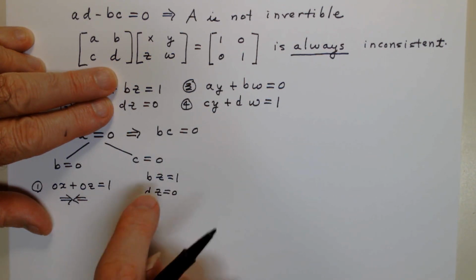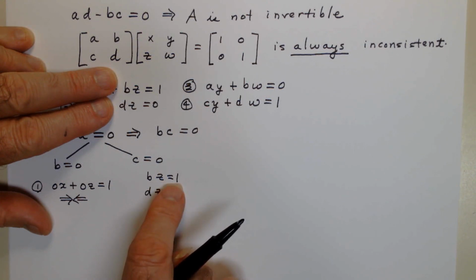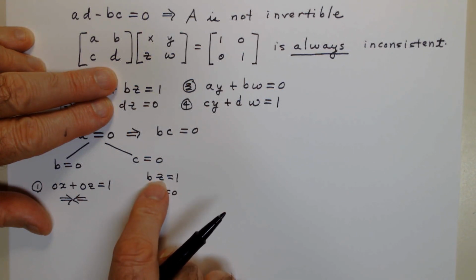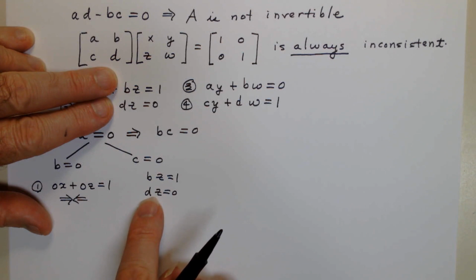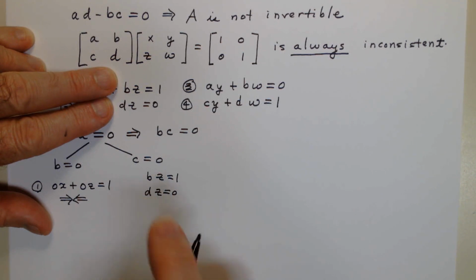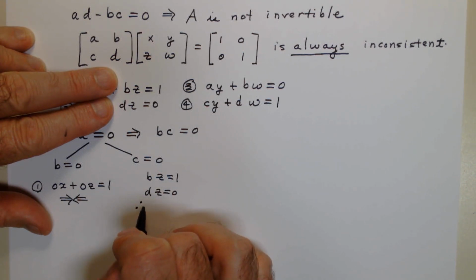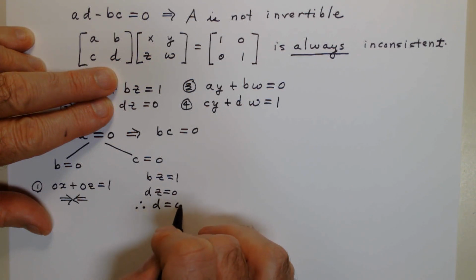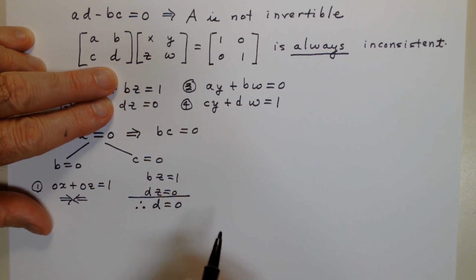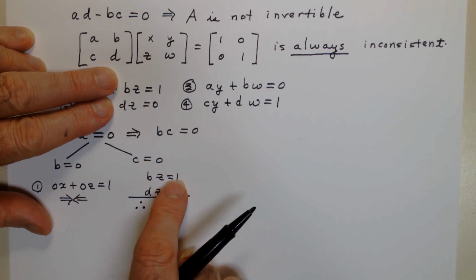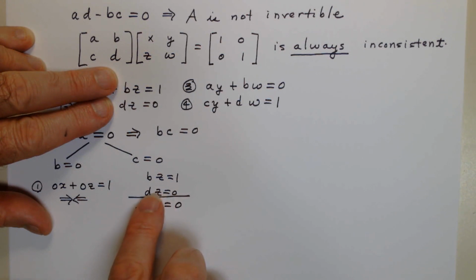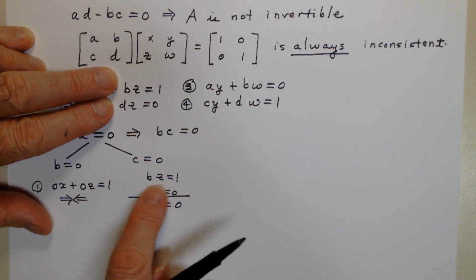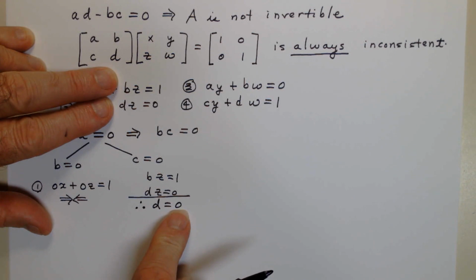Okay, now, if these two numbers, b and z, are multiplying to 1, neither one of them can be 0, right? Neither b nor z can be equal to 0. In particular, z is not equal to 0. But if z is not equal to 0, this implies that d is equal to 0. So once again, b times z equal 1 means neither b nor z is equal to 0. But if z is not equal to 0, then d must equal 0 according to this equation. So now we know that d is equal to 0.